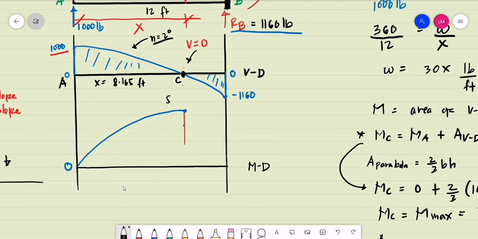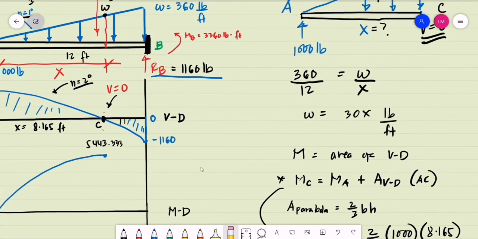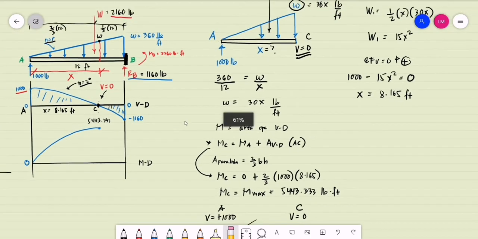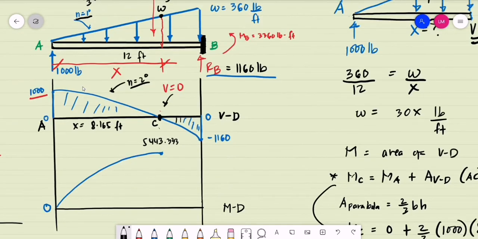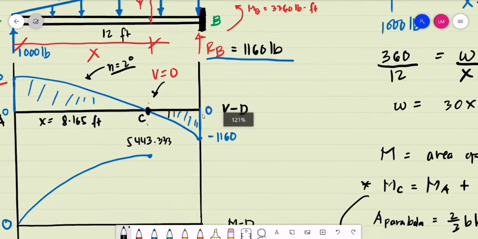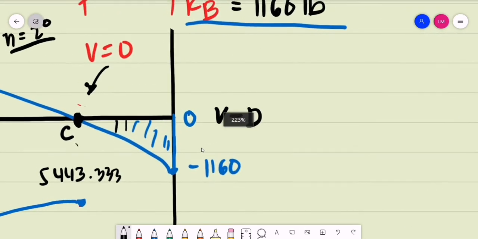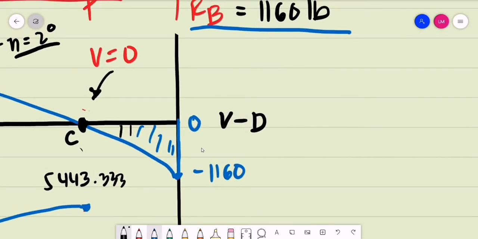With a magnitude of 5,443.333 pounds foot. Okay? So how do we compute for this area, the negative area on our shear diagram? Okay, how do we compute for this one? We may consider a larger, let's say a larger spandrel. Okay, now so how do we compute for the moment at B, and how do we compute for this negative area on our shear diagram if we are to use the area method?